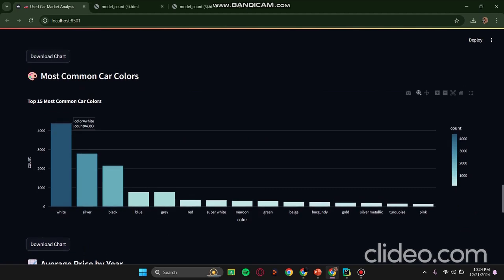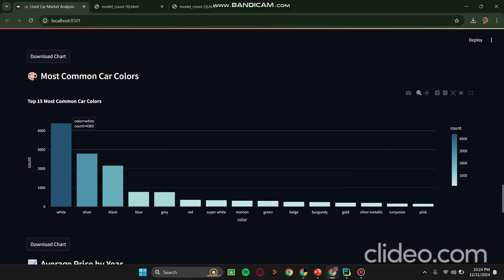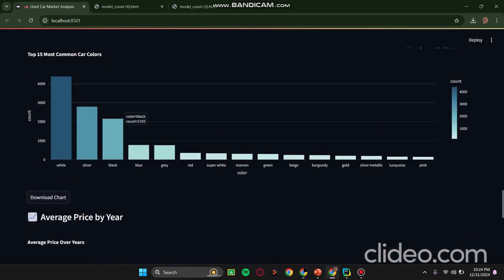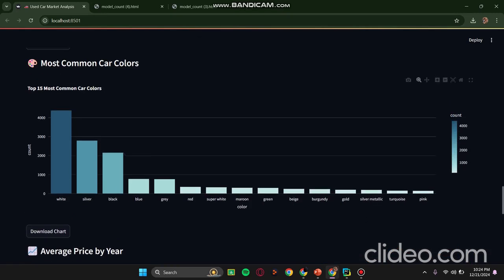And now we have the most common car colors, which we have over here. White has been the most used color in cars. White has around 4,383 count, and then we have silver, then we have black, and so on.